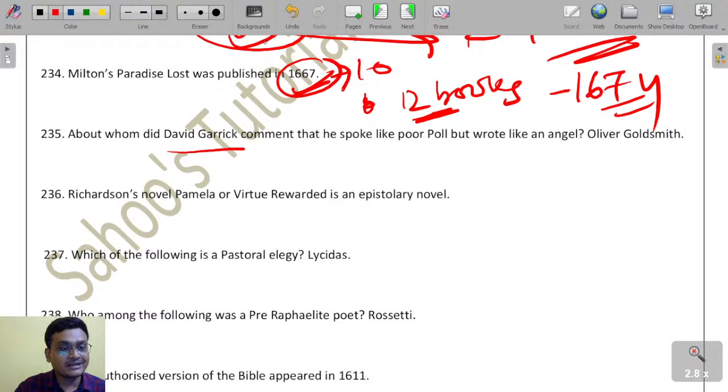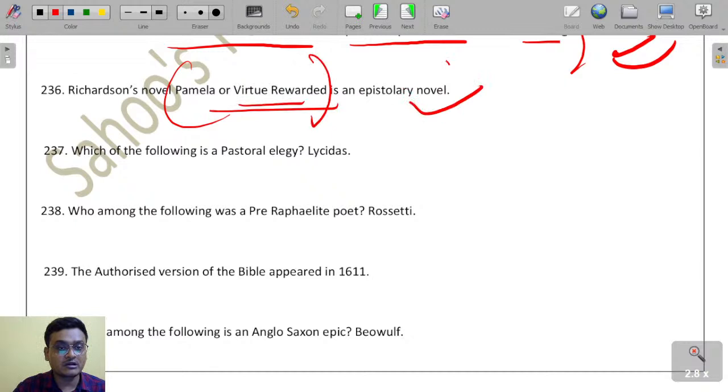About whom did David Garrick comment that he spoke like a poor Poll but wrote like an angel? Oliver Goldsmith. Richardson's novel Pamela, having the subtitle Virtue Rewarded, is an epistolary novel. So here Samuel Richardson's novel Pamela, or Virtue Rewarded, is an epistolary novel. Which of the following is a pastoral elegy, listed as Milton's Lycidas on the death of Edward King?